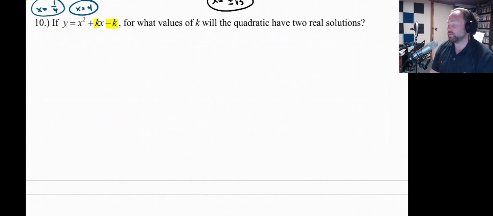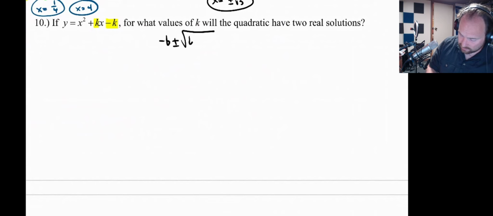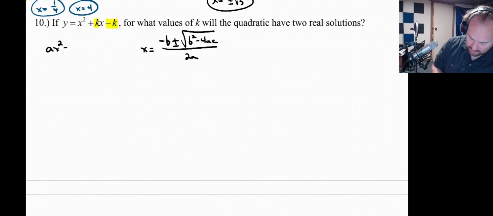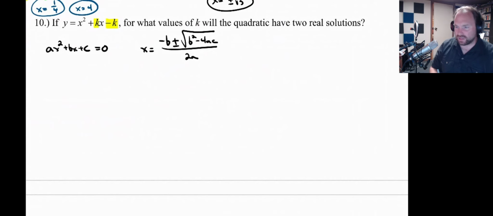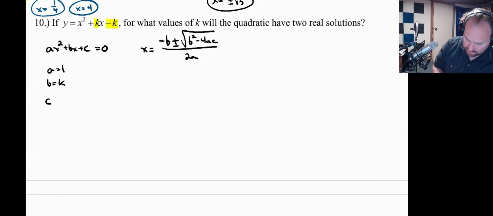One we haven't talked about yet. Well, actually, we have mentioned it, but we haven't talked about it. Let's go ahead and use the quadratic formula. Let's pretend for a minute it's been a while for maybe some of you. The quadratic formula: negative b plus and minus the square root of b squared minus 4ac, all over 2a. This is how you find the zeros of a quadratic equation that's in the form of ax squared plus bx plus c equals 0. So in this case, a is the number 1, b is k, and c is negative k. I think that's important to point out.